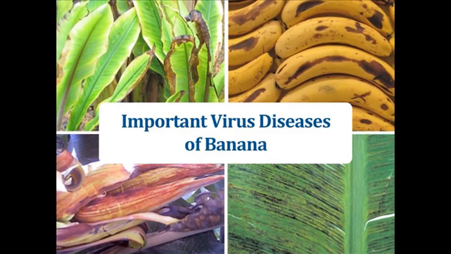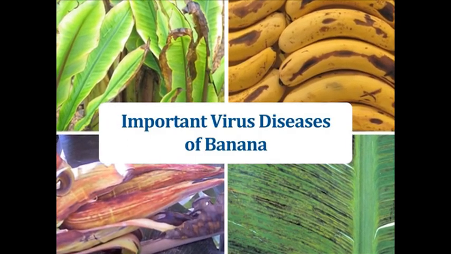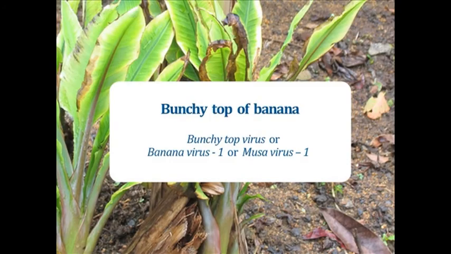Now coming to the important virus diseases of banana. First one is the bunchy top of banana. It is caused by banana bunchy top virus or Banana virus 1 or Musa virus 1. Now let's see the symptoms of the disease. The banana plants may show the symptoms of bunchy top at any stage of their growth.